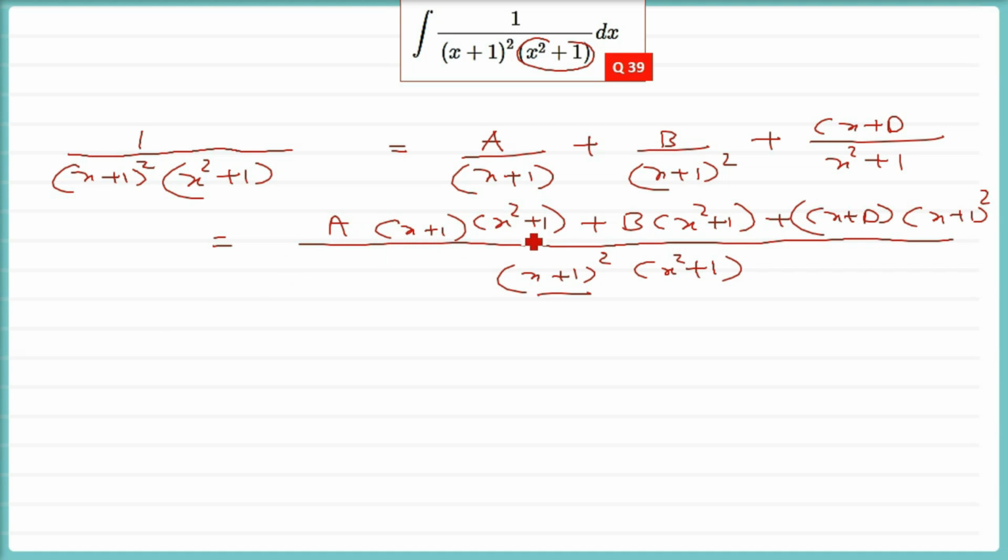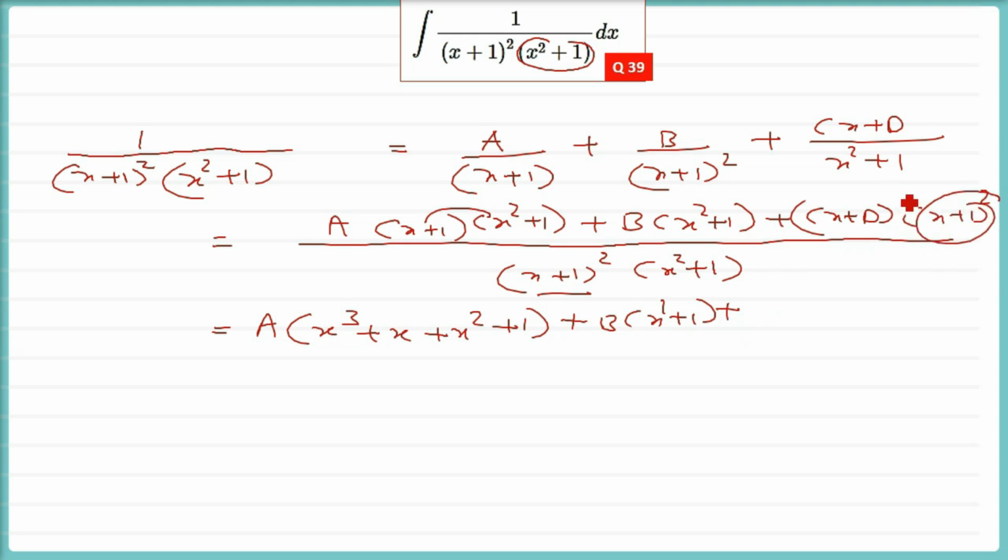Now on the left and the right, what do we have? Before cancelling the denominator, let's multiply these two, x plus 1 and x square plus 1. So we have x cube plus x square plus x plus 1. This comes along with a. With b it will be b into x square plus 1, and with cx plus d you have to expand this x plus 1 whole square. It will be x square plus 1 plus 2x. So now we need to multiply cx plus d with x square plus 1 plus 2x. First take cx, multiply it with x square plus 1 plus 2x.